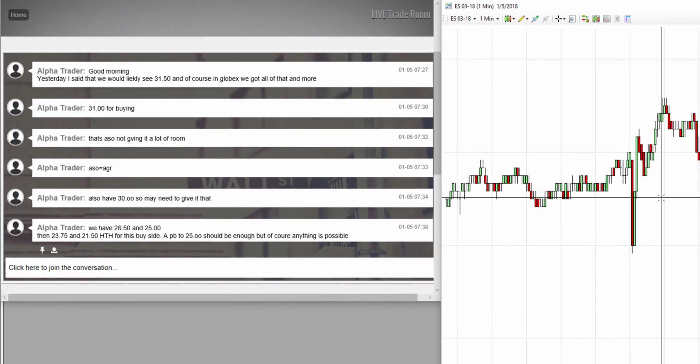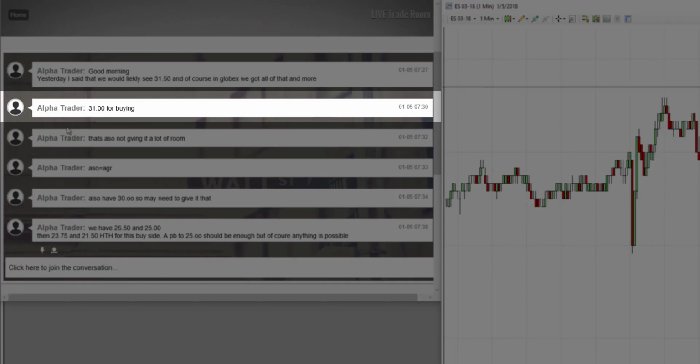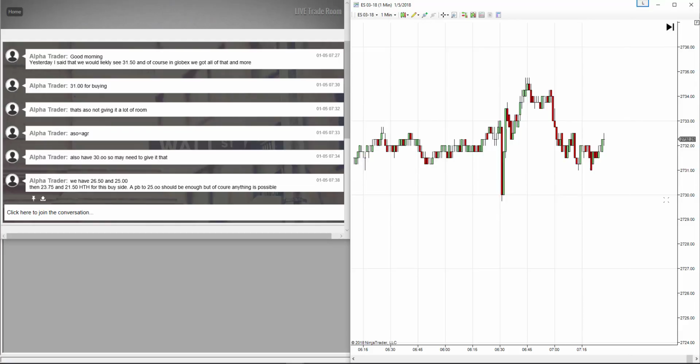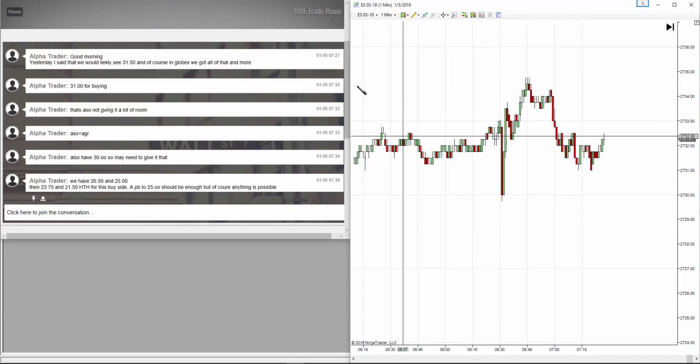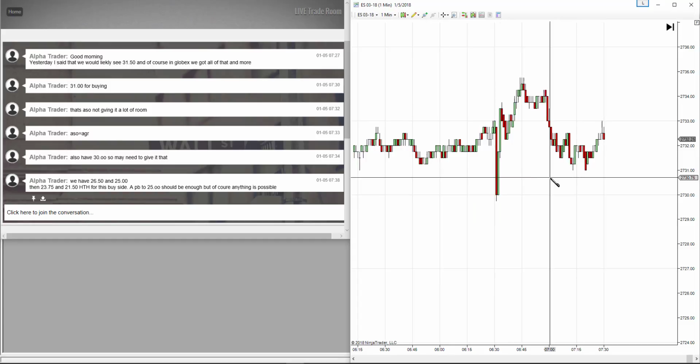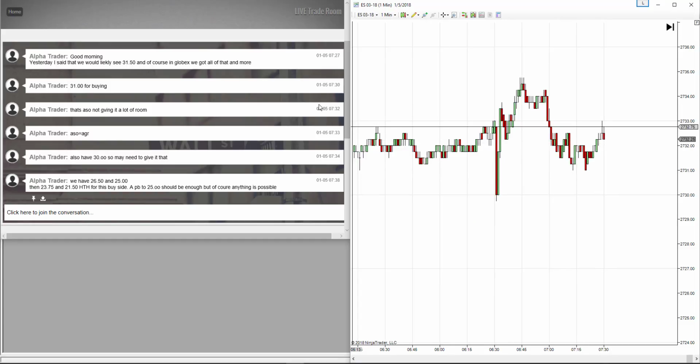Okay, so let's get to these raw trades. So the first post, 31 for buying. What that means is that at the price of 31, we are going to look to buy. So whatever type of trading software you use, you should have some sort of drawing tool. So for me, I'm just going to use a horizontal line. So when I see that, so at 7:30, actually let me scroll to 7:30, which is right here. So at 7:30, that was posted.